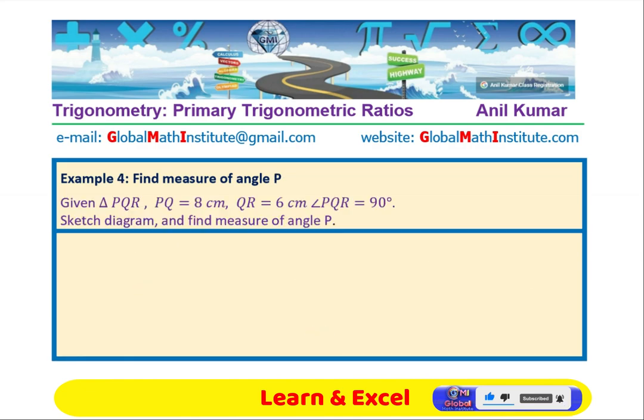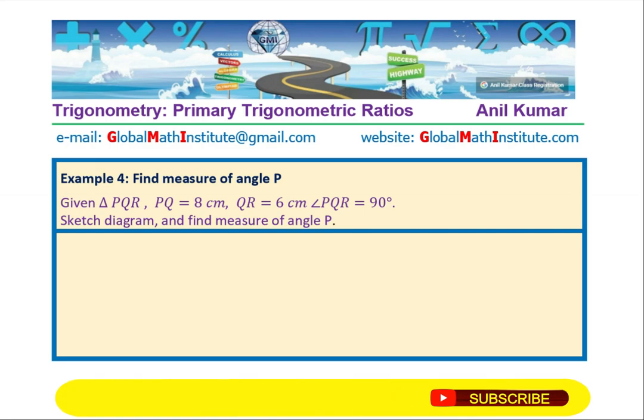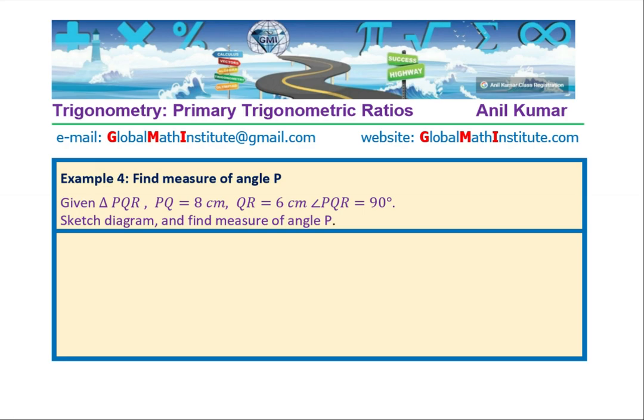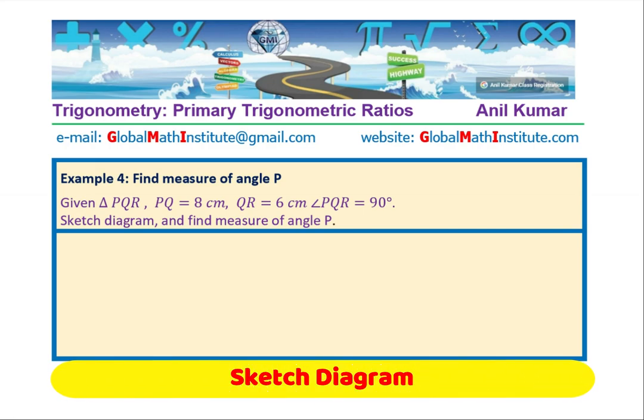Now, let's take up the next question. This exercise is meant for you to do along with me so that you really understand. So, in case you're falling behind, you just pause the video, okay? Now, example 4. Find measure of angle P. We are given a triangle PQR. PQ is 8 centimeters, QR is 6 centimeters, and the angle PQR is 90 degrees.